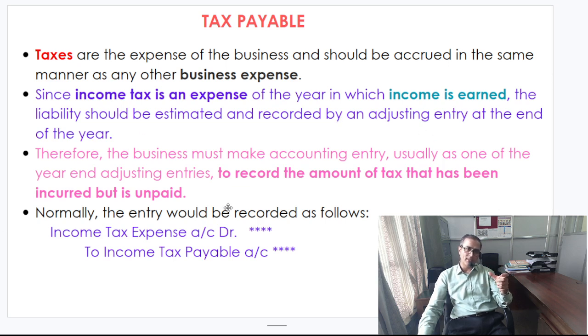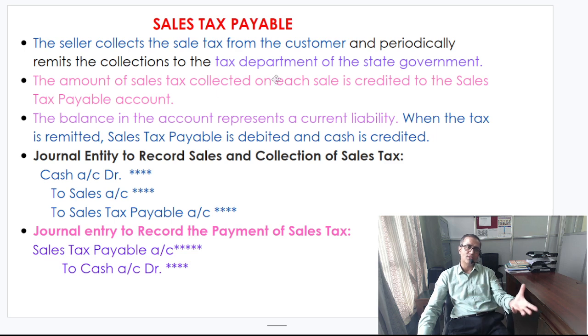For example, I'm talking about how we record the journal entry for tax that has been incurred but not paid. It is unpaid, so we say it is tax to be paid. In that case, we debit income tax expense and credit income tax payable account. This framework you need to understand here, even for the sales tax. We record the cash account journal entry for the collection of sales tax. If you have a restaurant, let's say, cash account debit, sales account credit, and sales tax payable account credit. For example, this is the VAT of 13%, like that.